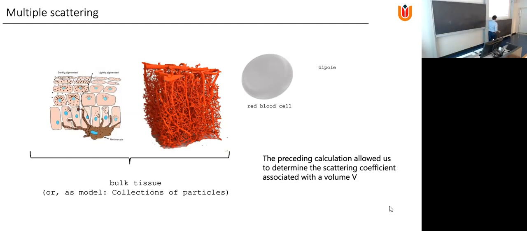So the approach remains kind of the same. We build tissue from this collection of particles and see how far we can get. What we have now is that we can calculate the scattering coefficient that is associated with this volume V, or subvolume V, with any of these pictures. That is as far as we go.